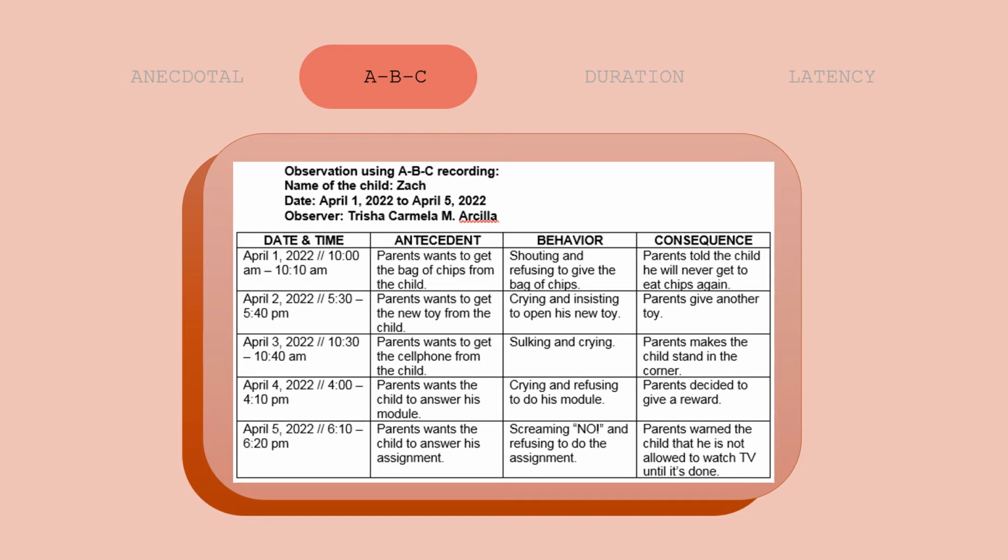On the fourth day, April 4, 2022 at 4 to 4:10 p.m., the parents wants the child to answer his module. The behavior shown was crying and refusing to do his module. The consequence, the parents decided to give a reward. On the last day, April 5, 2022 at 6:10 to 6:20 p.m., the antecedent was parents wants the child to answer his assignment. The behavior shown was screaming no and refusing to do the assignment. The consequence, the parents warned the child that he is not allowed to watch TV until it's done.